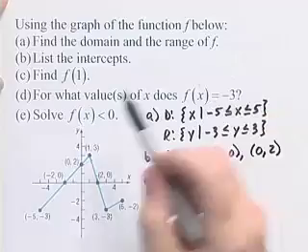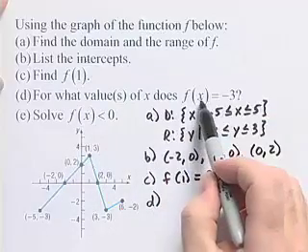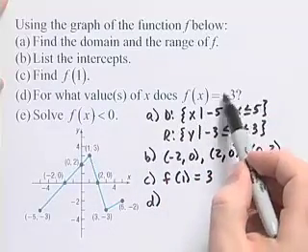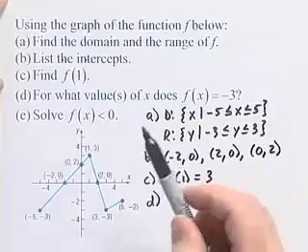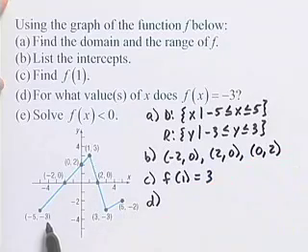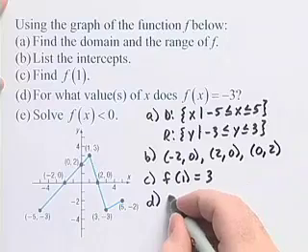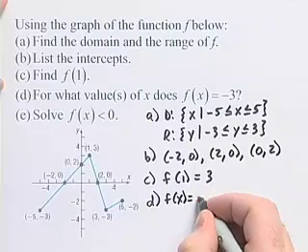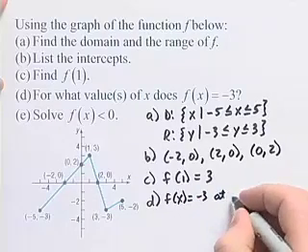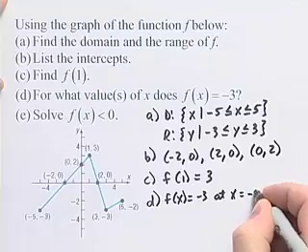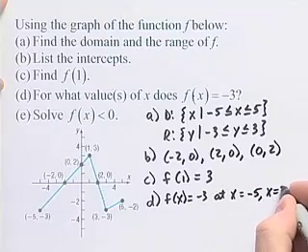For part D, we're looking for the values of x where the function is equal to -3. So here we're given the value of the function. When you look at the y coordinates, we'll see that y is -3 at 2 different points. And so f of x equals -3 at x equal to -5 and x equal to 3.